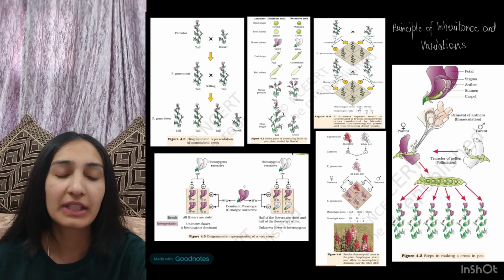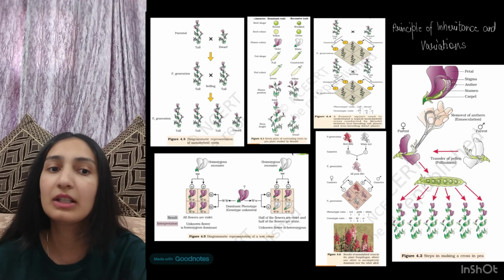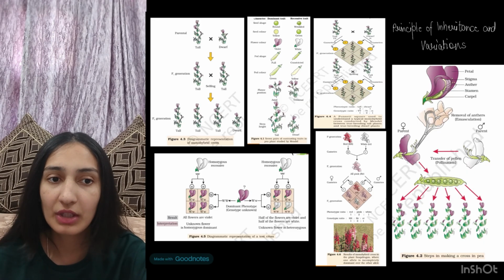Then we have the principle of inheritance and variations, and figure 4.3 depicts a diagrammatic representation of a monohybrid cross. We are doing a cross between a tall and a dwarf plant. The F1 generation led to both being tall, and the F2 generation was 3 tall and 1 dwarf.